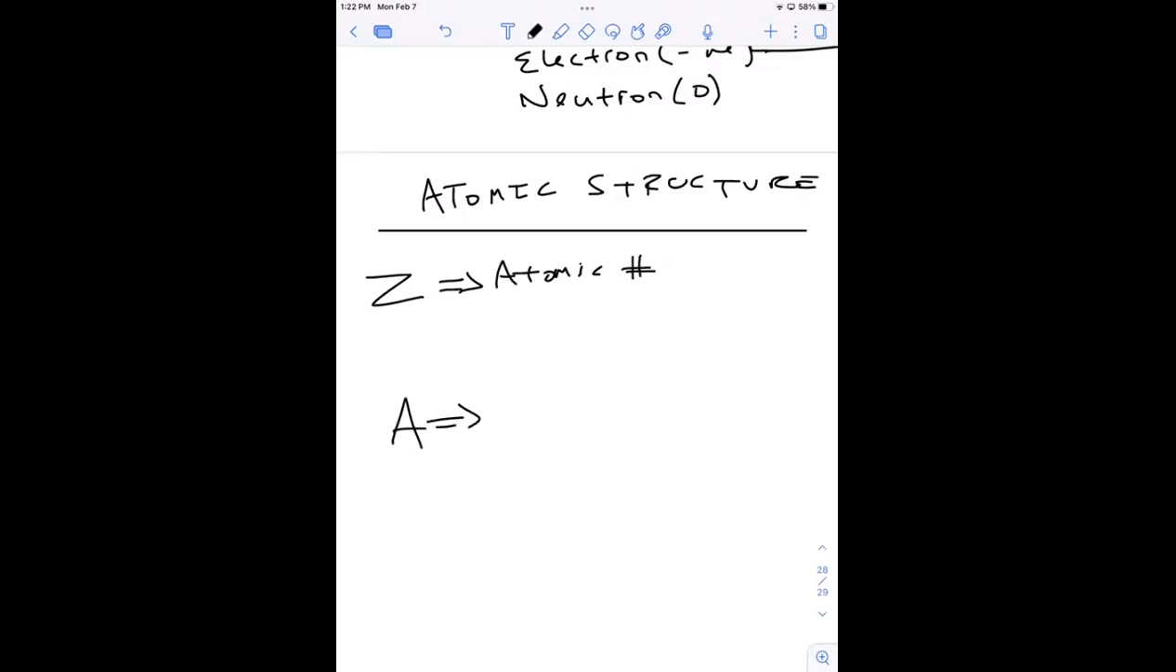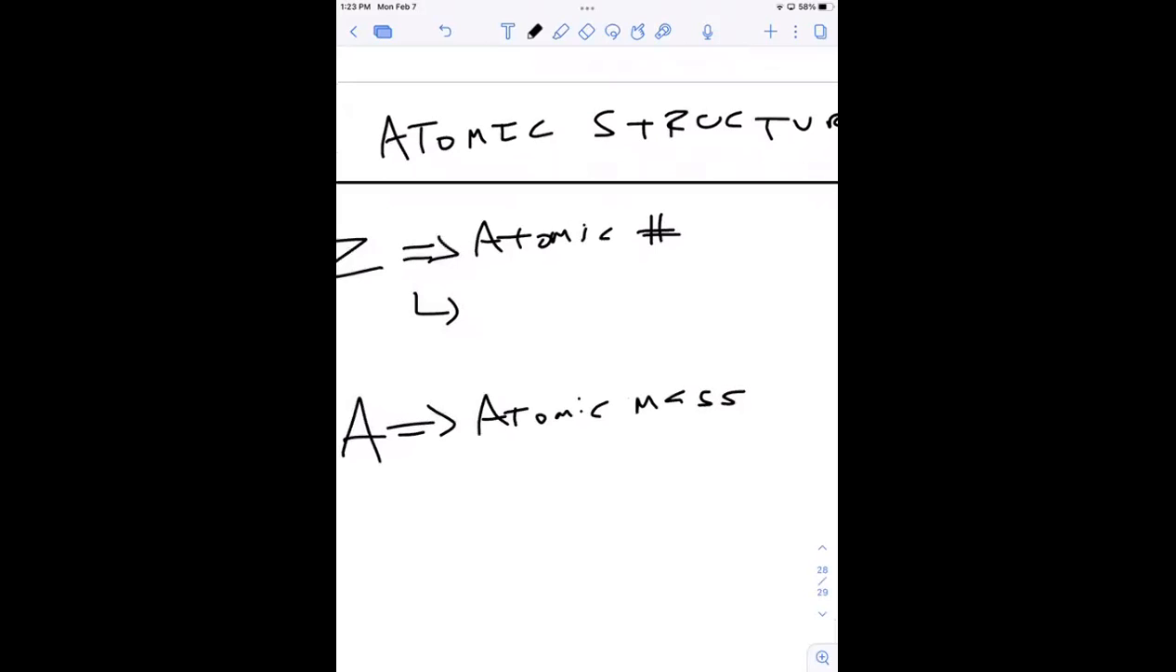A is the symbol for atomic mass. Right? And so what we know from the atomic number is this: the atomic number of any given element is going to give us two things. It's going to tell us the number of protons in a given element. And it's also going to tell us, by default, the number of electrons.